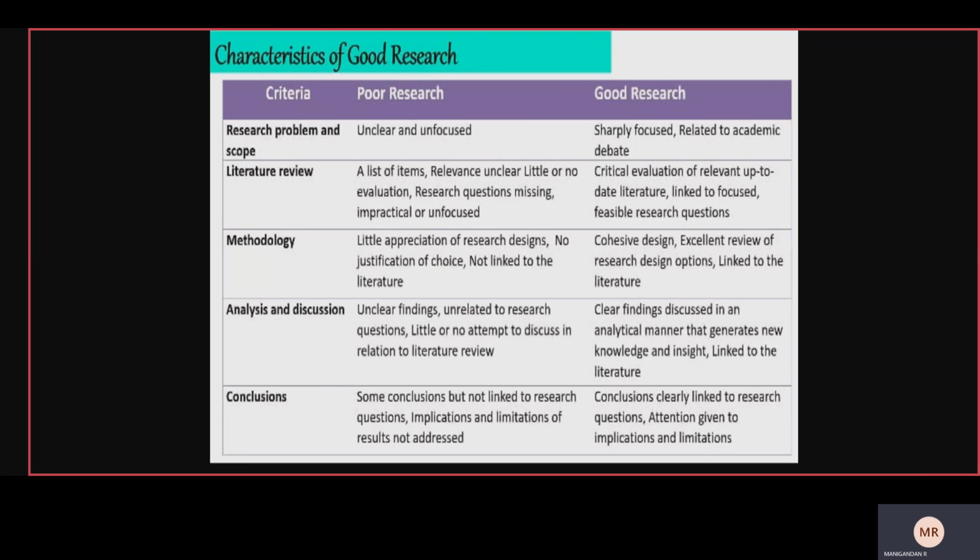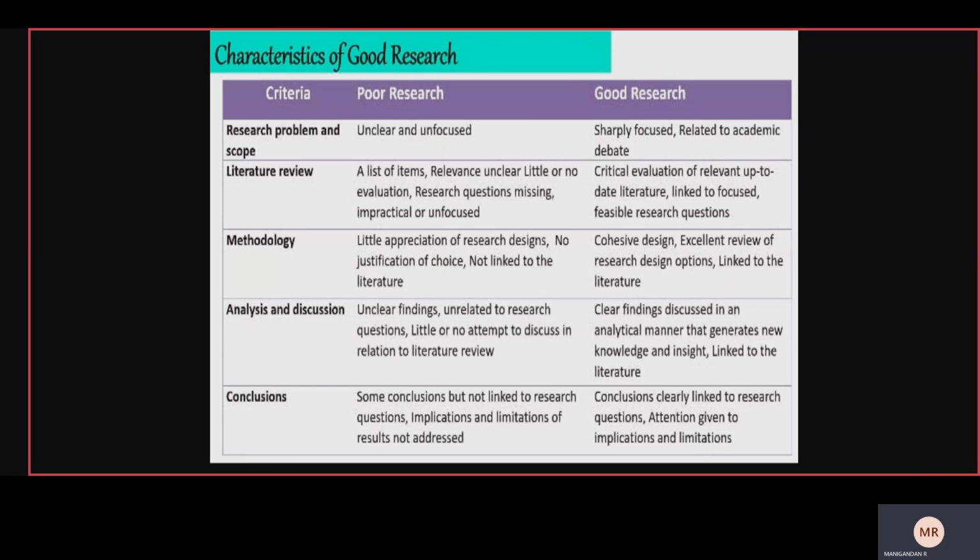Okay. Next, good research has a critical evaluation of relevant, up-to-date literature. Up-to-date means even now, tomorrow, or the very second, whatever papers are related to your field, you need to be very focused about that. And methodology in poor research: little appreciation of research designs, no justification of choice, not linked to the literature. So these are the main things.